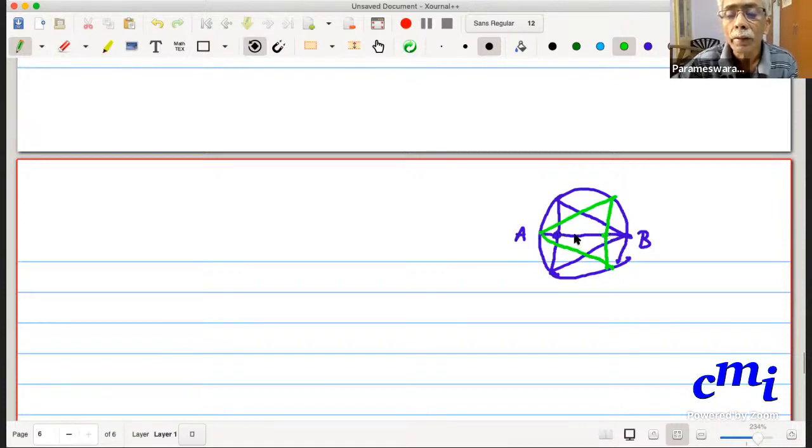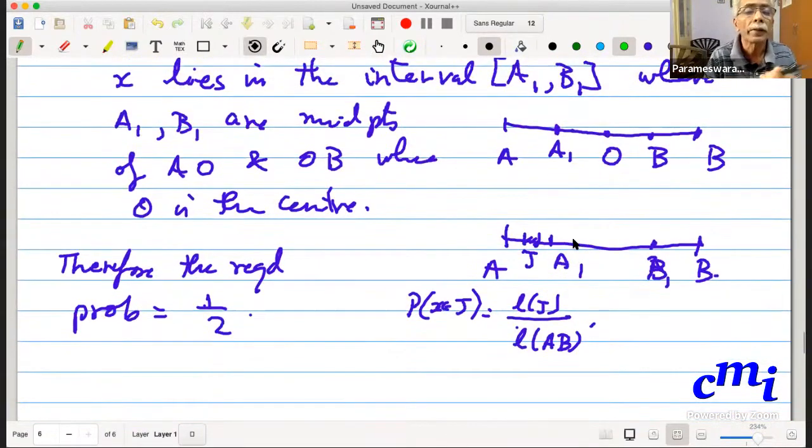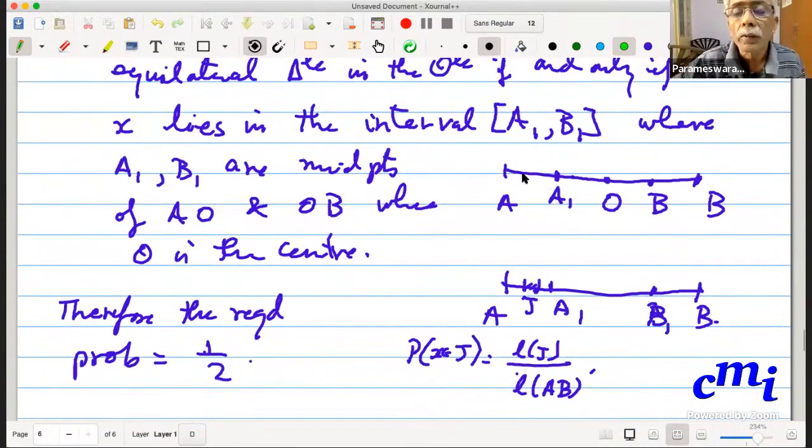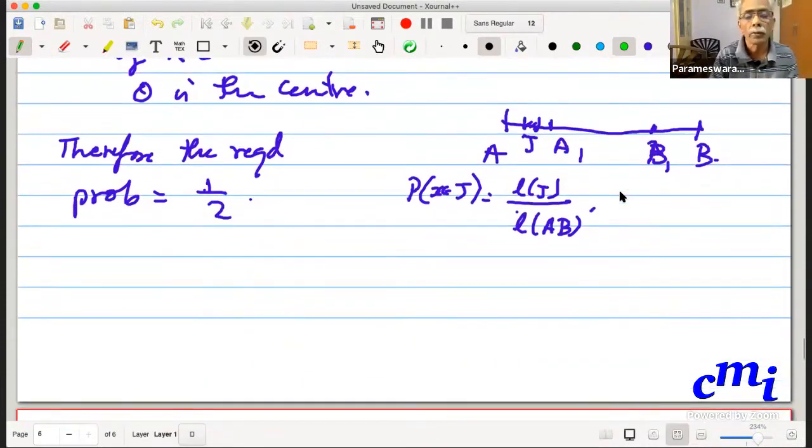And you can see that the center is the centroid of the equilateral triangle, and that will tell me that this center divides a median in the ratio 2:1. If you put that together, you get the answer. From here to here, this divides it into 3 equal parts, and this is 1/2 of it. Likewise, this is another half of it. So that gives us the probability equal to 1/2.